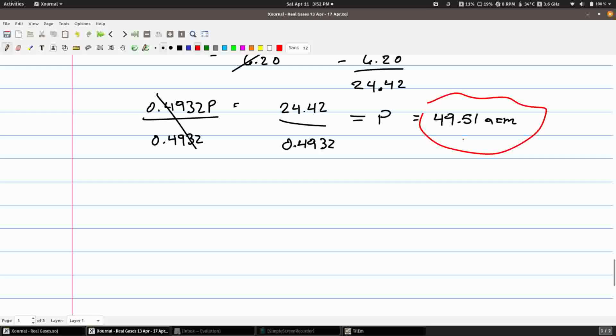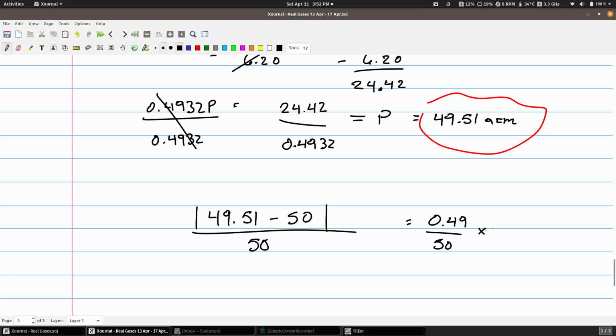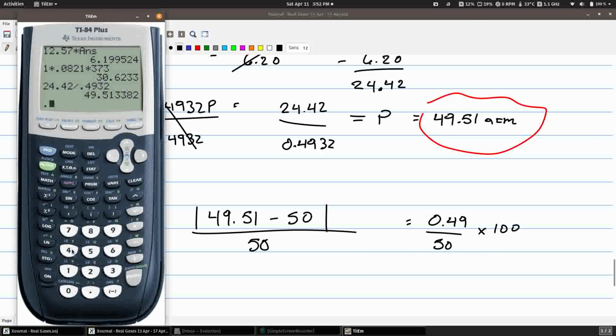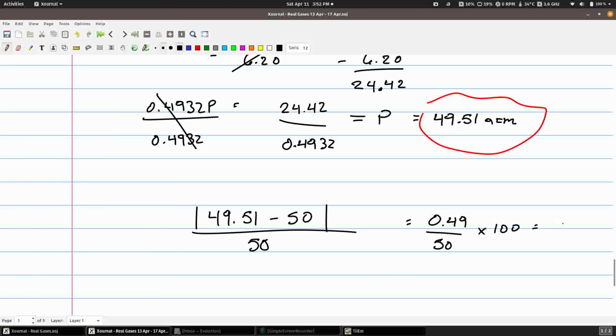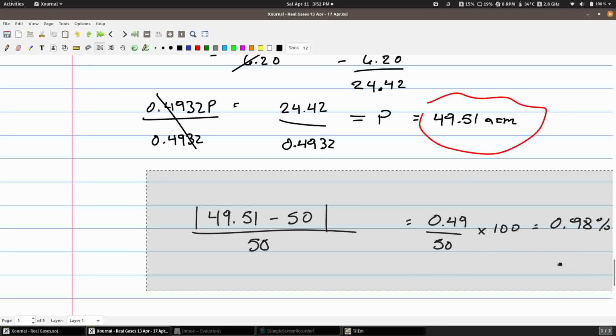So let's compare this to the 50 atmospheres we were given. Absolute value of 49.51 minus 50 divided by 50, and then that's going to be negative 0.49, so that's just going to be 0.49 divided by 50 times 100, so it should be about a little less than 1%. So the deviation is 0.98%. That's nothing. So as you can see, the actual van der Waals equation is much more precise. That's why it would be used in place of the ideal gas law.